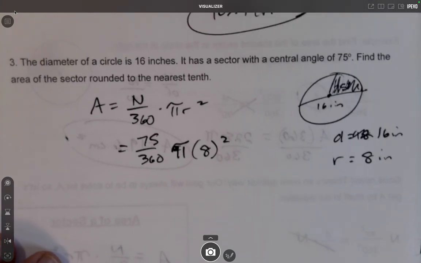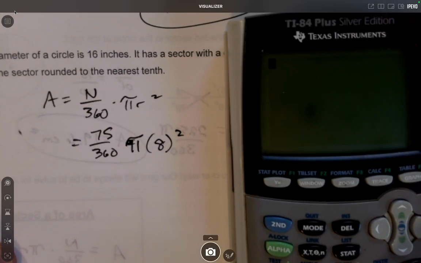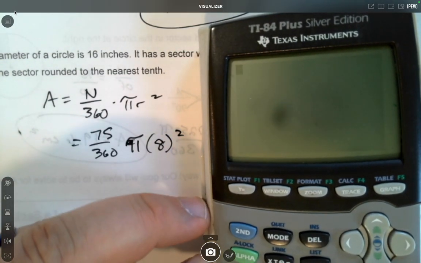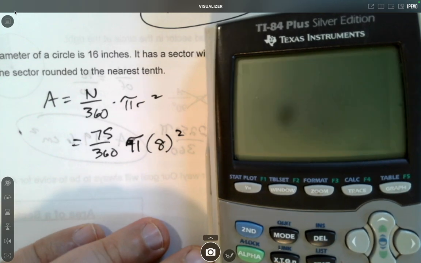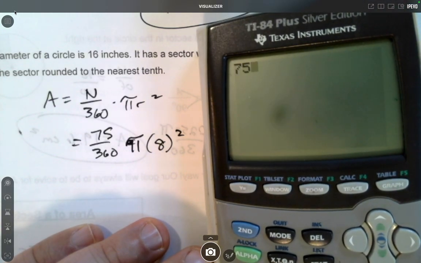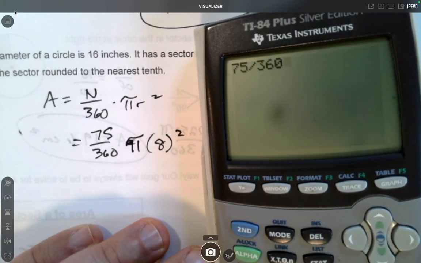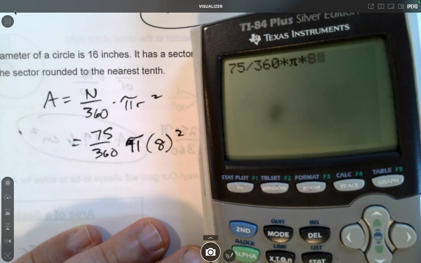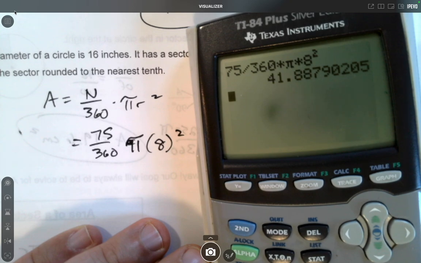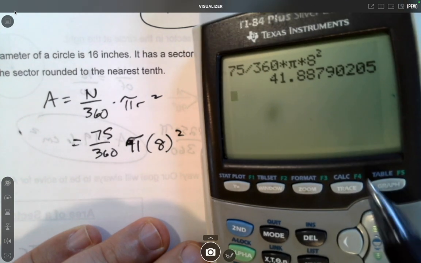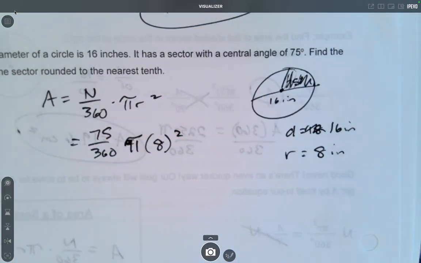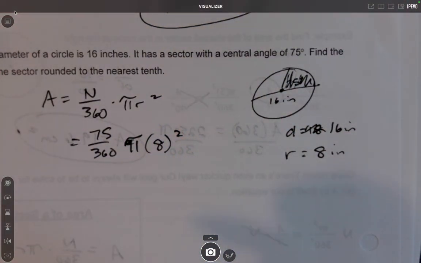Don't forget to make sure you're plugging in the radius. This is true with any area formula for the circle. We want the radius, not the diameter. So 75 over 360 times pi times 8 squared. And we round to the nearest tenth, so there's an 8, but that 8 after it tells us to round it up to a 9. So it's 41.9 square inches.